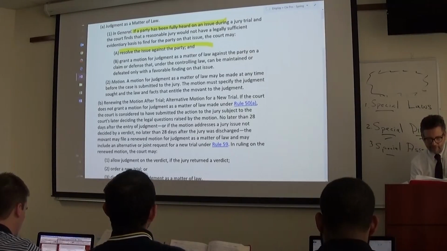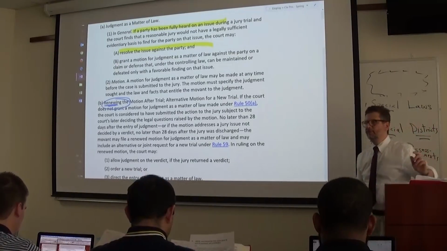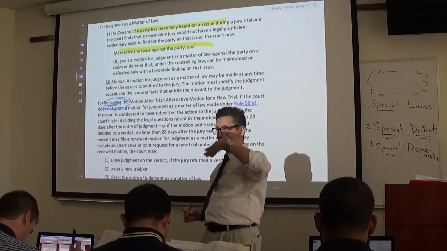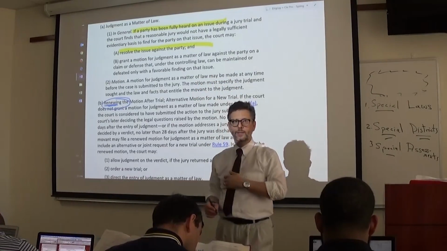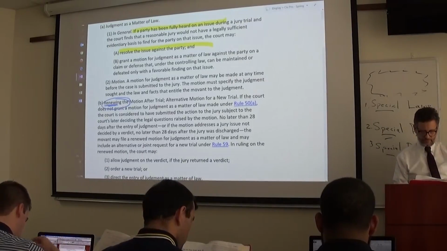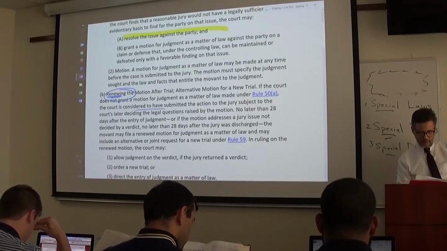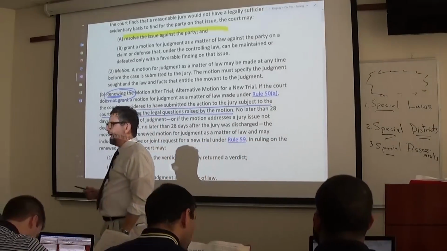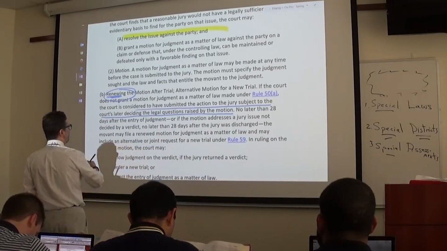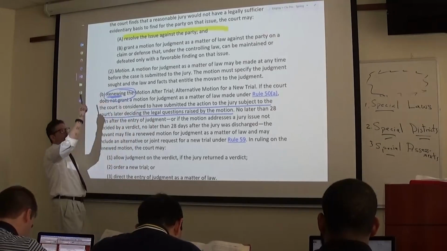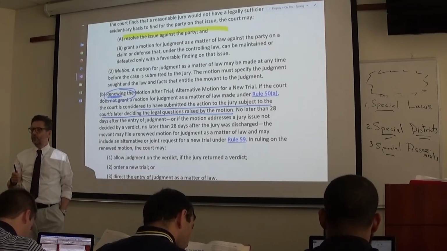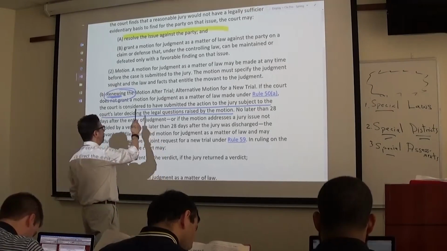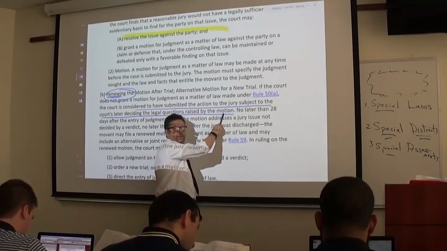Now, first of all, the 50B motion is a renewed motion for judgment as a matter of law. Textually, the fact that the motion is being renewed strongly suggests that it had to have been made earlier in order to be renewed, right? And the text further guides us. Note the language in 50B. When there's a 50A motion and the court doesn't grant it, then the court is considered to have reserved that question for later determination after the jury verdict. Note the words, the legal questions raised by the motion.